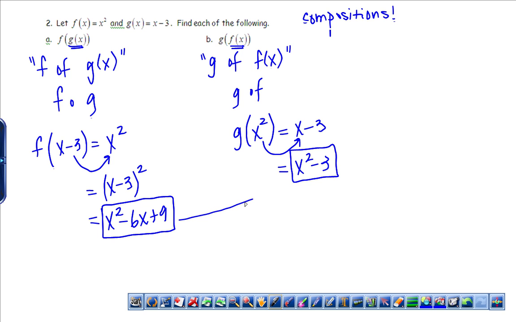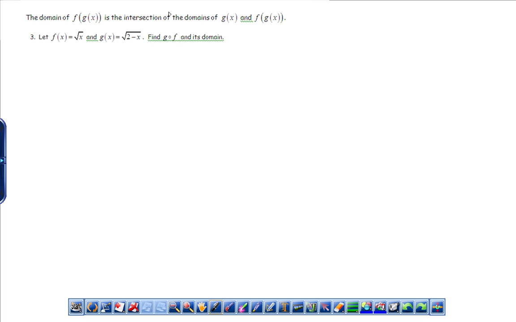Now if you notice, these are different, these are not equivalent. If they were, they would be inverse functions, and I will actually get into that. The domain of f of g of x is the intersection of the domains of g of x and f of g of x. It says let f of x be the square root of x and g of x be the square root of 2 minus x. So it says find g of f of x. Now remember, this means g of f of x.